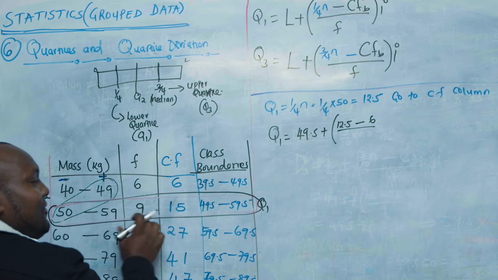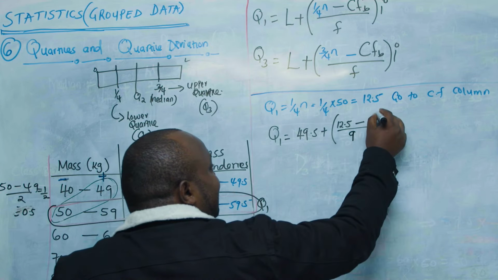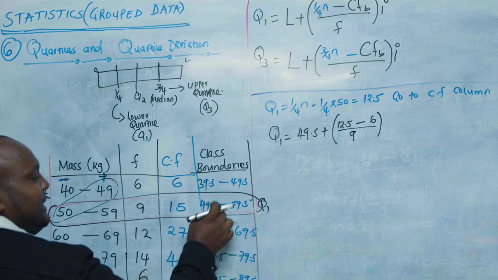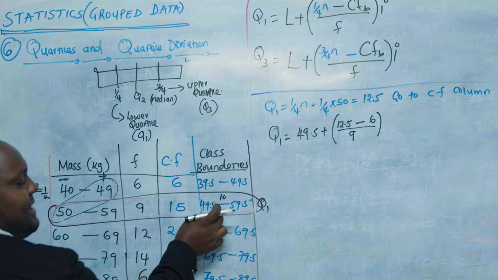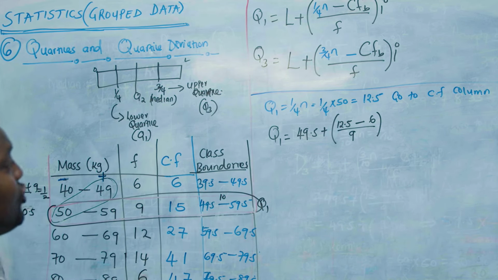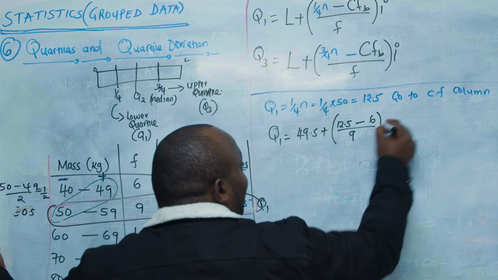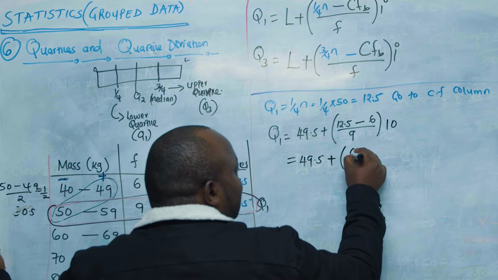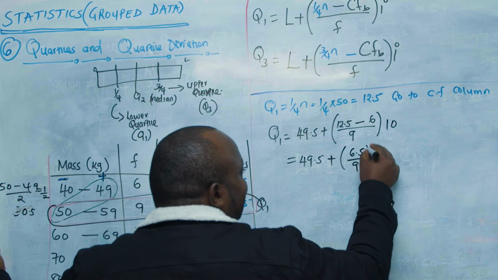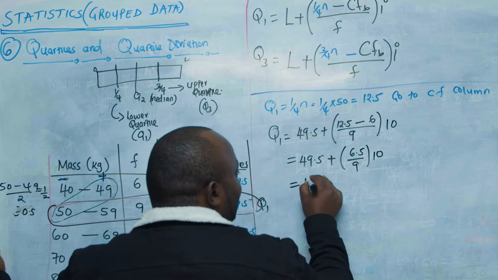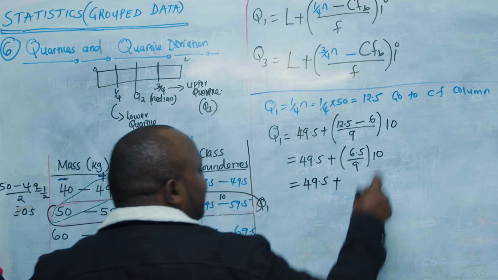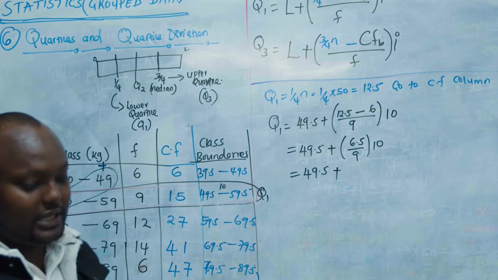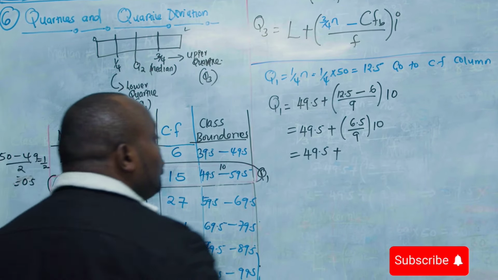Now, what is the frequency of this class? 9. And what is the interval? The interval is the difference between lower and upper limit. So here you get it is 10. 59.5 minus 49.5, you get 10. So in this case, we are going to get 49.5 plus 6.5 all over 9 times 10. So we are going to get 49.5 plus 65 divided by 9. What are we going to get? 7.22.